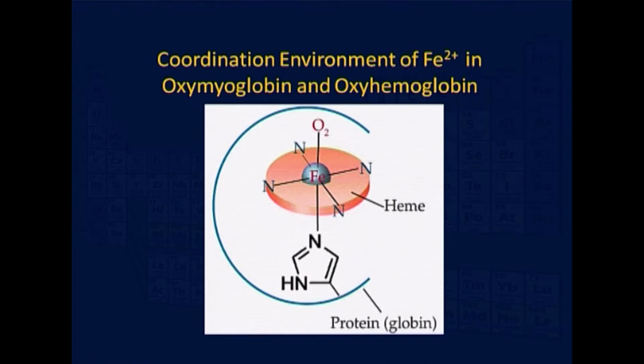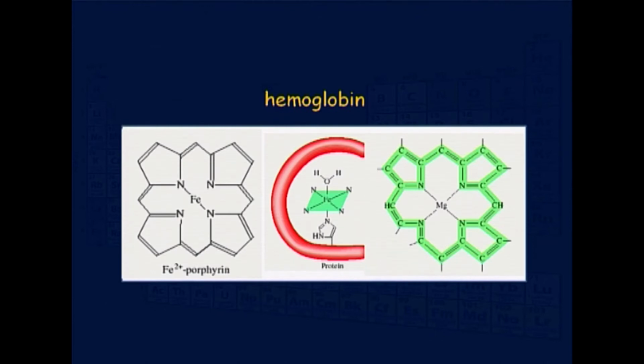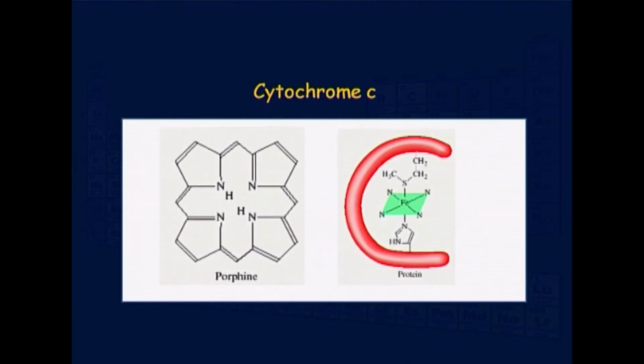So, in the structure of hemoglobin, as I was saying, the transition element, that is iron, is very important and it is the heart of this molecule. Some porphyrin molecules also play a role in the biological system, among which we have cytochrome C and some others which also contain a transition element in their structure.